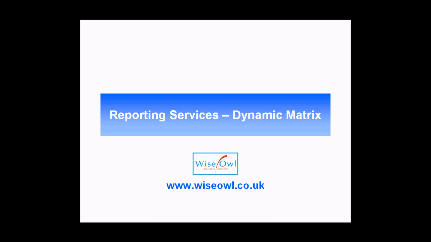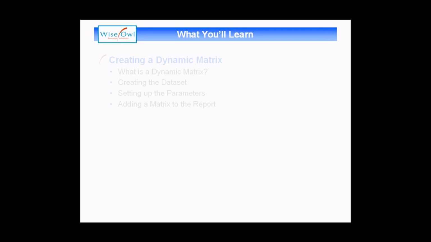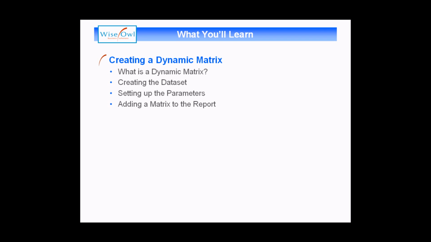In this session, we're going to teach you how to create a dynamic matrix or a pivot table in SQL Server Reporting Services. What you'll cover in this session are all the steps needed to create a dynamic matrix. We'll start with an explanation of what a dynamic matrix is and why you might want to create one. We'll talk you through creating the dataset required, how to set up the parameters which gives your user the choice for which fields they'd like to display, and then how you can add the matrix to the report.